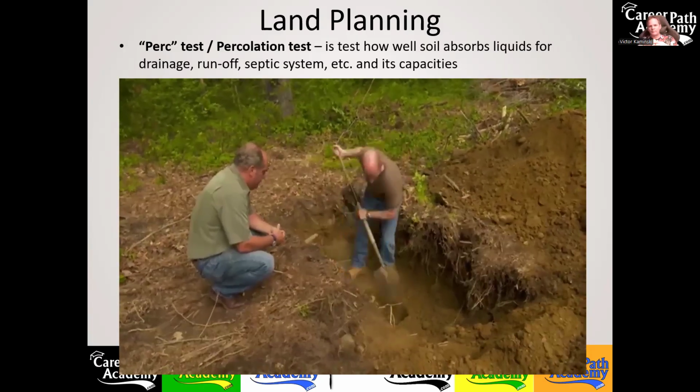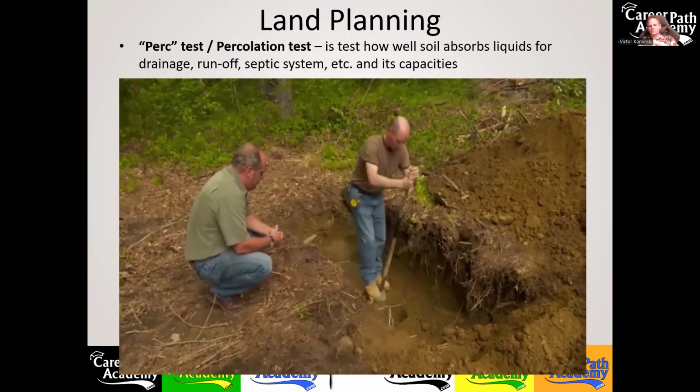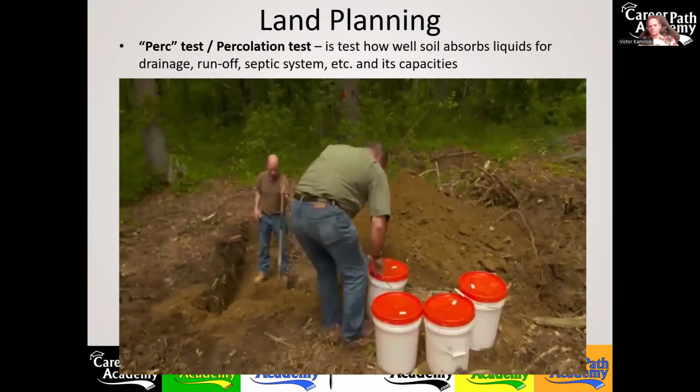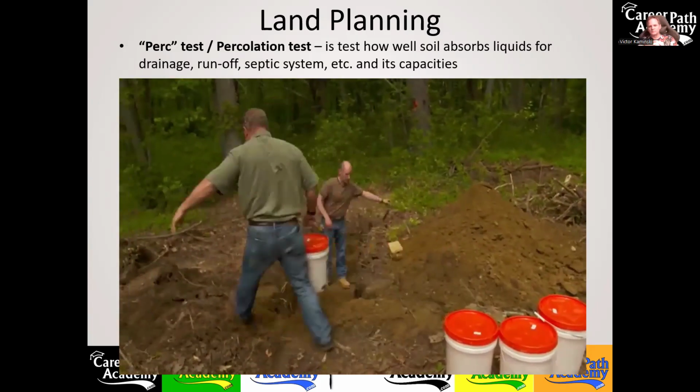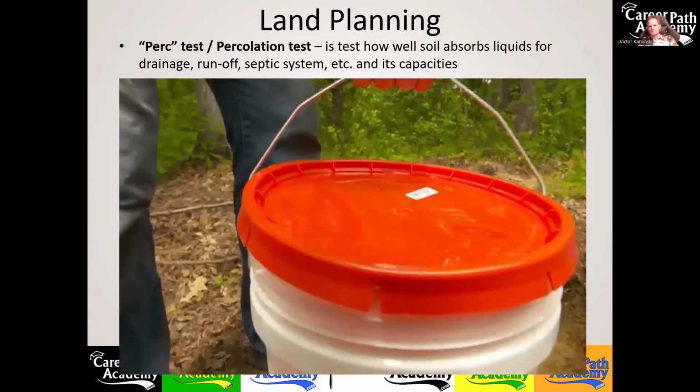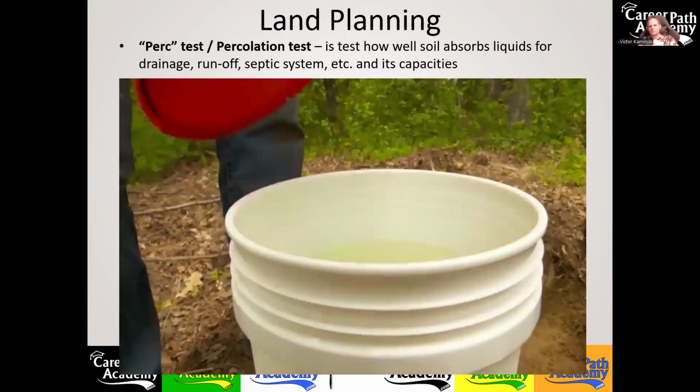So what happens if the rate doesn't drop fast enough? If it doesn't drop fast enough, that would be a limitation to the site that you may not be able to build a septic system in this particular location. This is a pretty important test then. It is very important.